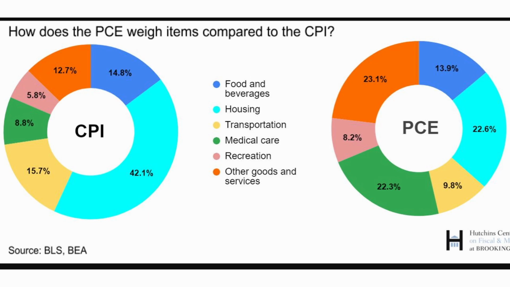And you can see in the CPI, that main data point is housing, making up 42.1%. And then you see in PCE, it only makes up 22.6%. And then the next one for CPI, the biggest weight, is transportation, where transportation is only 9.8% on the PCE. So you see they vary, they just have different weights to give us a better gauge on which way inflation's trending.